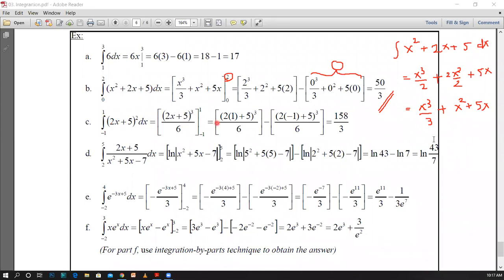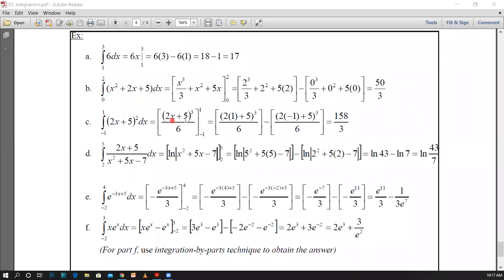By applying that concept, you can obtain the quantity as (2x plus 5) to the power 3 divided by 6. This is what you obtain using integration, and then you have to substitute the limits accordingly. The upper limit was 1 and the lower limit was minus 1. Once you substitute the limits, you obtain the answer as 158 divided by 3.